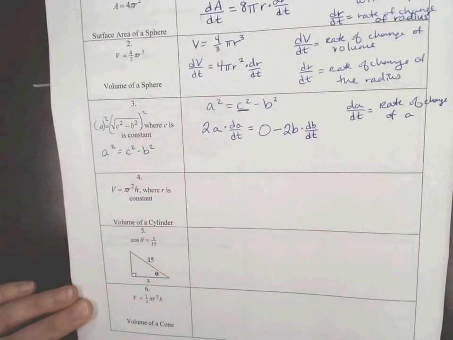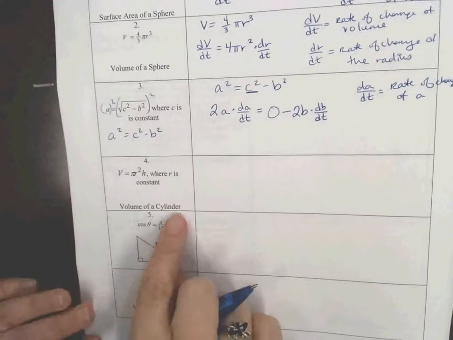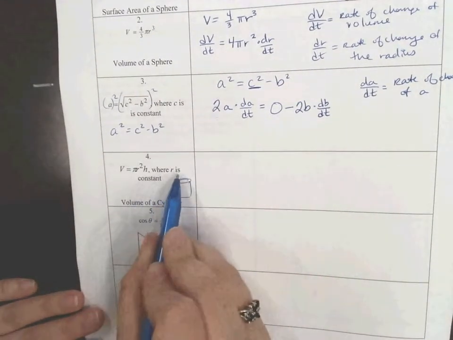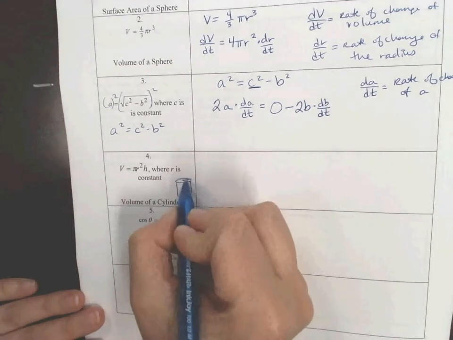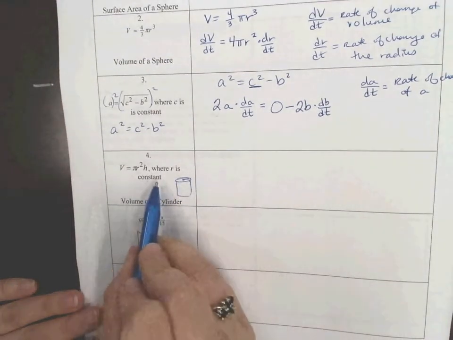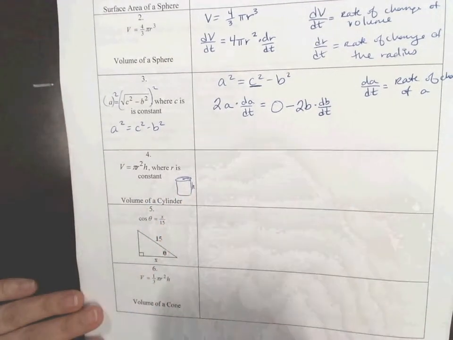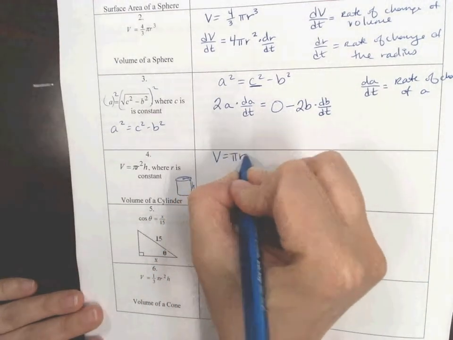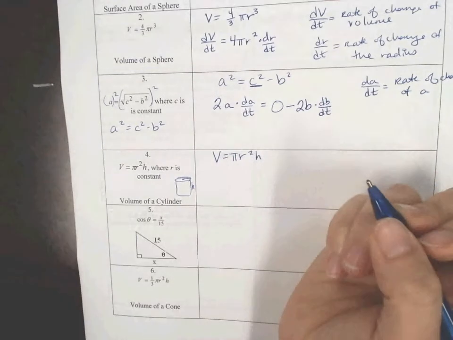Number 4 is the volume of a cylinder. All right, so we're talking about a cylinder now, where R, which is going to be the radius of that cylinder, is going to be constant, and the H is going to be a variable. So V is equal to pi R squared H. And again, R is a constant here.